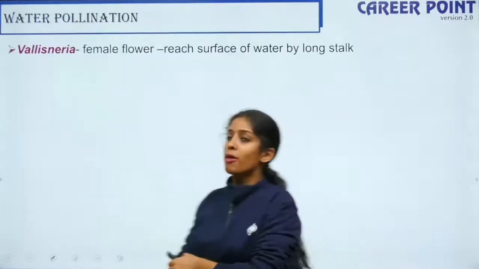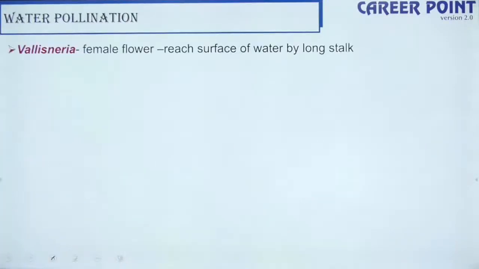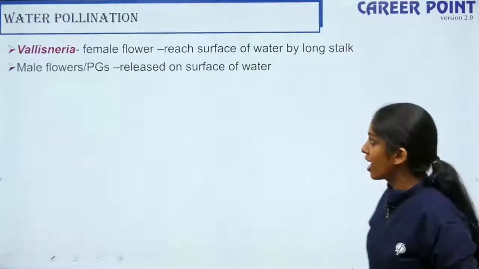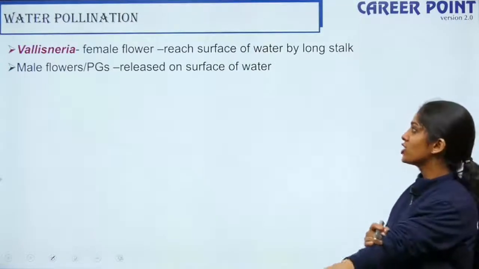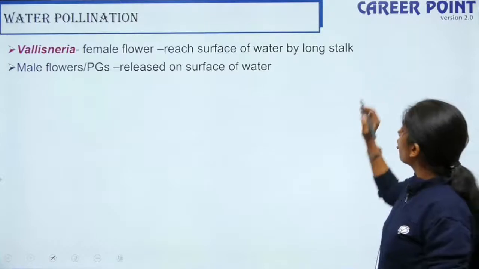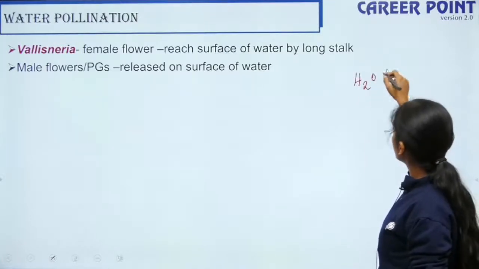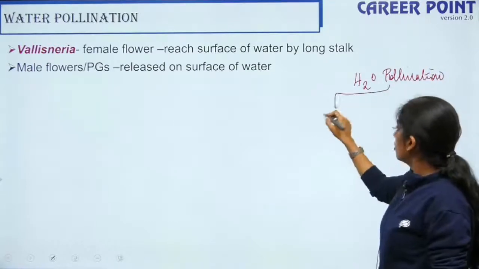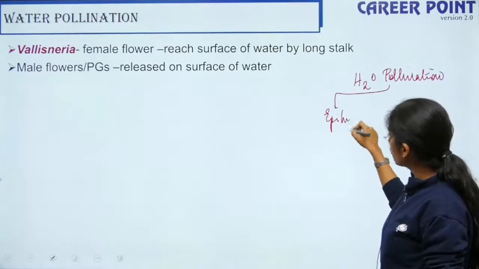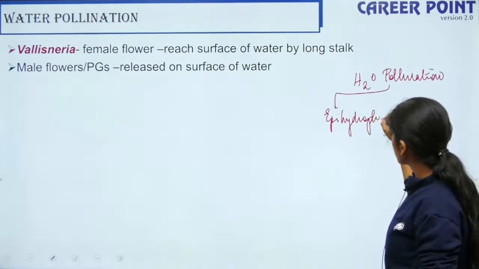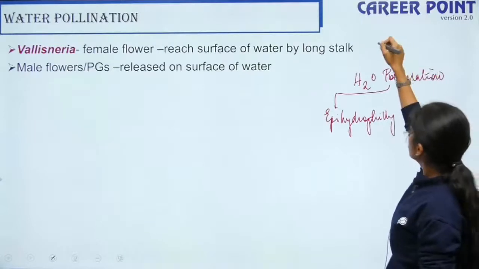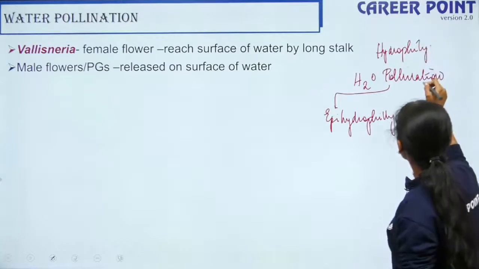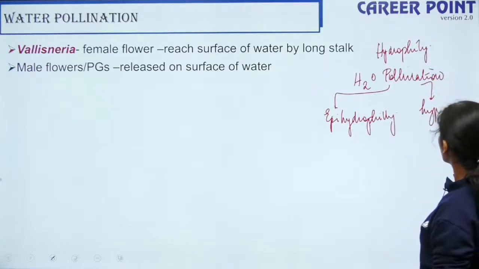Fine. So talking further about Vallisneria, which requires water pollination. The female flower reaches the surface of water by a long stalk, alright, and the male flowers or pollen grains are released on the surface of water. So water pollination is of two types. Pay attention here. One is called epihydrophyly. Water pollination is known as hydrophyly. The other one is hypohydrophyly.